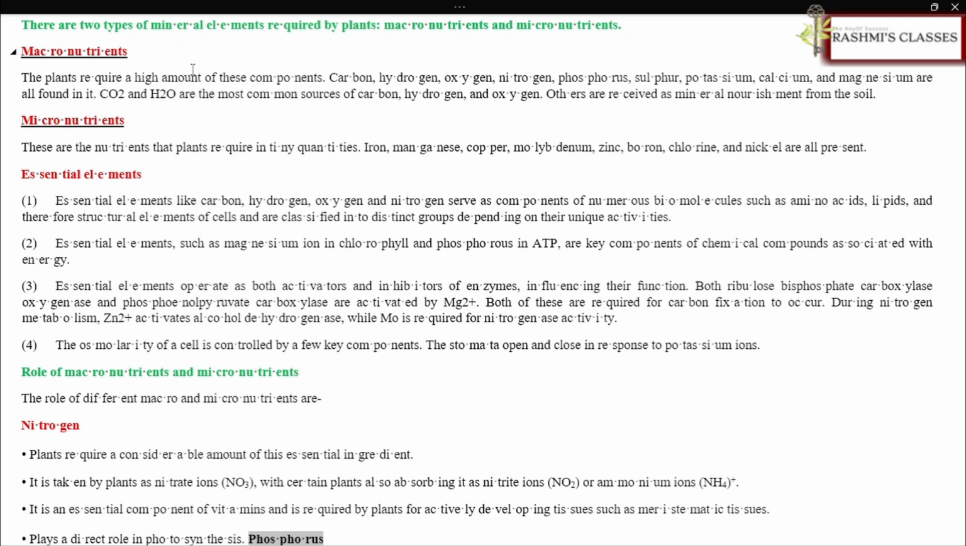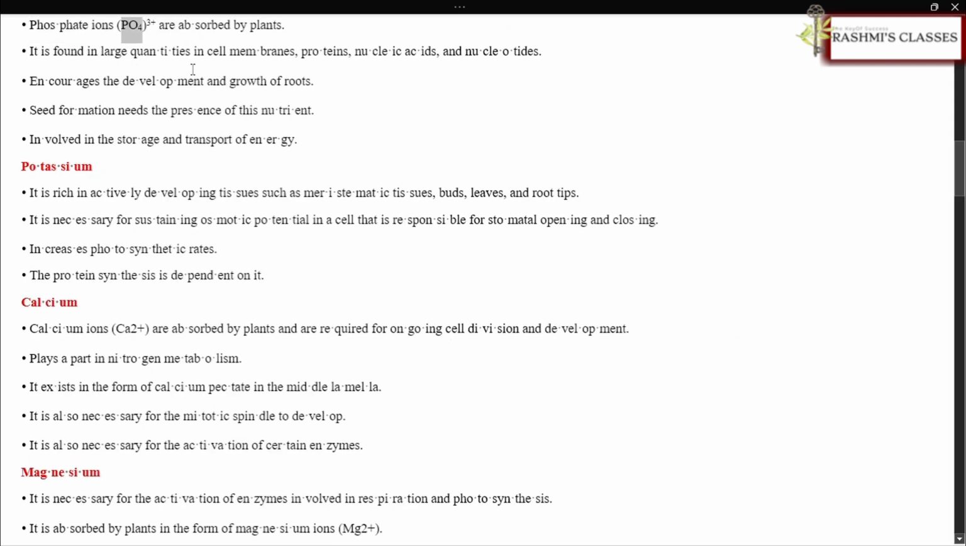Phosphorus. Phosphate ions, PO4 3-, are absorbed by plants. It is found in large quantities in cell membranes, proteins, nucleic acids, and nucleotides. Encourages the development and growth of roots. Seed formation needs the presence of this nutrient. Involved in the storage and transport of energy.